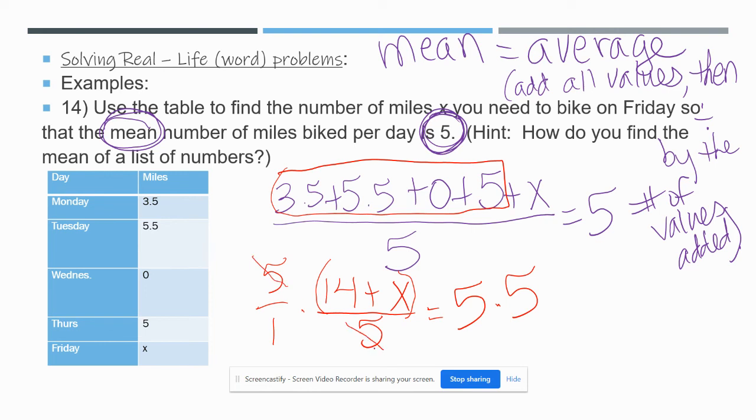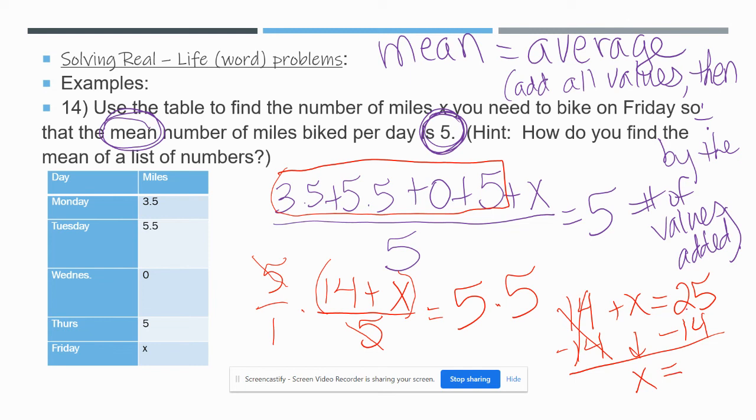Now remember, we can cross-reduce the 5s to a 1. So that leaves us with 14 plus x. And then 5 times 5 is 25. To finish getting x alone, we've got to move the 14. That's a positive 14. So we're going to subtract 14 from both sides. 14 minus 14 is 0. So we bring down that x. And 25 minus 14 is 11. So we would need to bike 11 miles on Friday to get that 5-mile average for all 5 days. Wow, that's a lot.